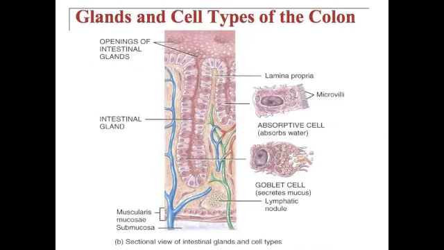So this cartoon is part of the same figure, 24.25, and this just shows in greater detail the intestinal gland and its respective opening. It also shows a close-up view of goblet cells and absorptive cells.